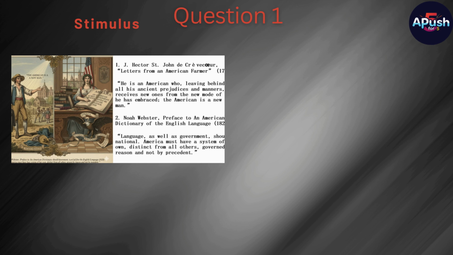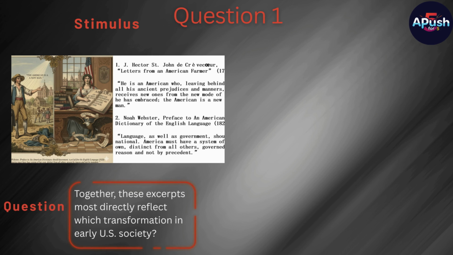Excerpt 2. Noah Webster, Preface to an American Dictionary of the English Language, 1828. Language as well as government should be national. America must have a system of her own, distinct from all others, governed by reason and not by precedent.